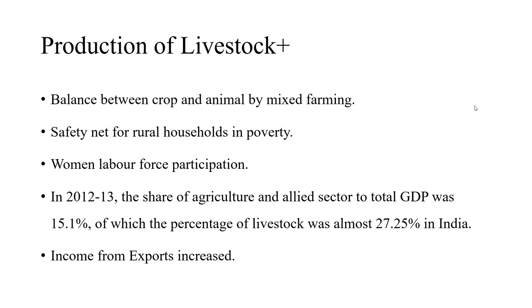In 2012-13, the share of agriculture and allied sector in total GDP was 15%, of which the share of livestock was almost 27.25% in India. The income from export has increased tremendously in the livestock sector, contributing more to foreign reserves in India.